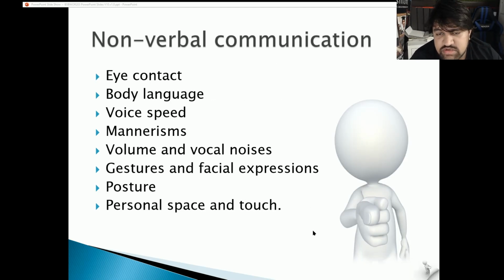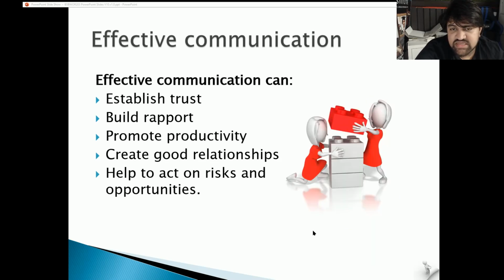So nonverbal communication such as eye contact, body language, the voice speed, mannerisms, volume and vocal noises, gestures and facial expressions, the posture and personal space and touch can really have an effect. In effective communication, you want to establish trust, build a rapport with that person, promote productivity, create good relationships, help to act on risks and opportunities, and make the workplace a bit safer together so you can build trust within each other.